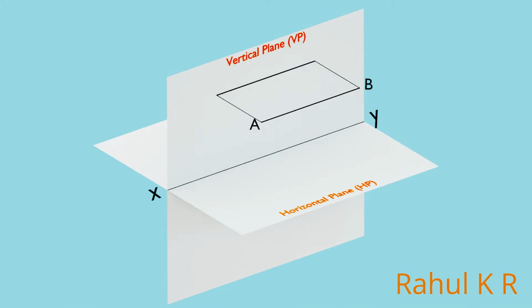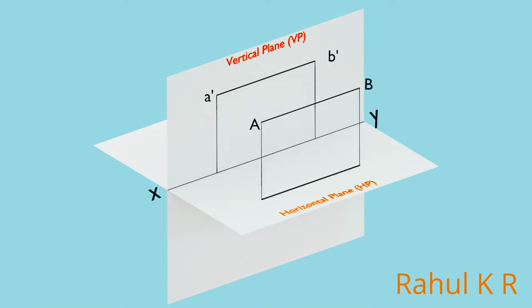The front view of the line is also a line parallel to the XY line. The front view of the endpoint A is small letter a dash. The corresponding front view of endpoint B is represented by small letter b dash. So a dash b dash is the front view of the given line AB. Note that the length of the front view is the same as that of the given line. Also, the distance between the front view and XY line is the distance between the given line and the HP.